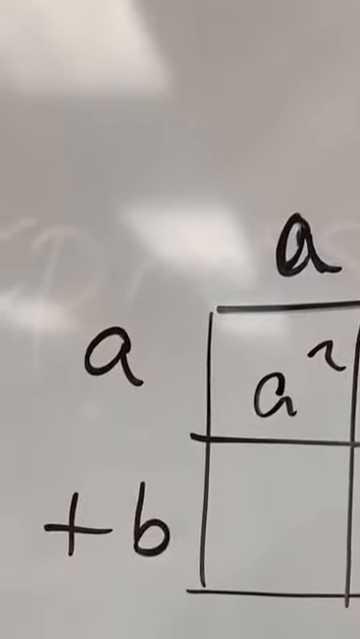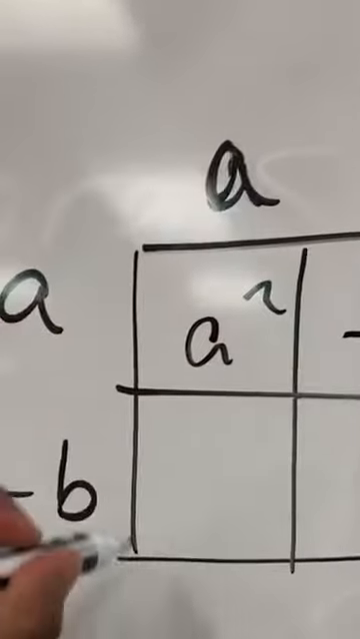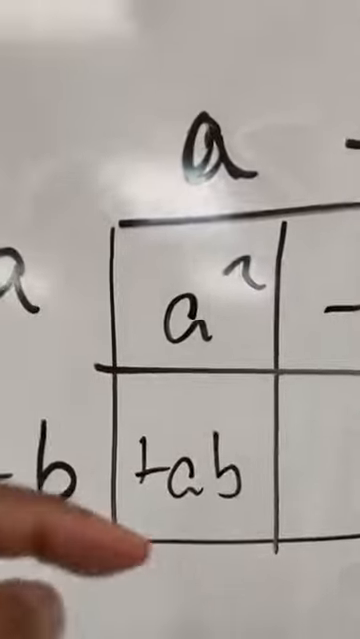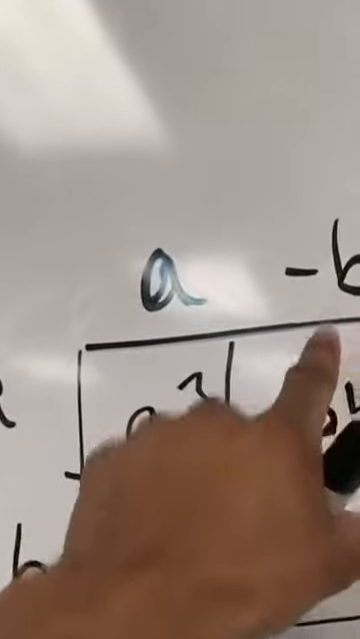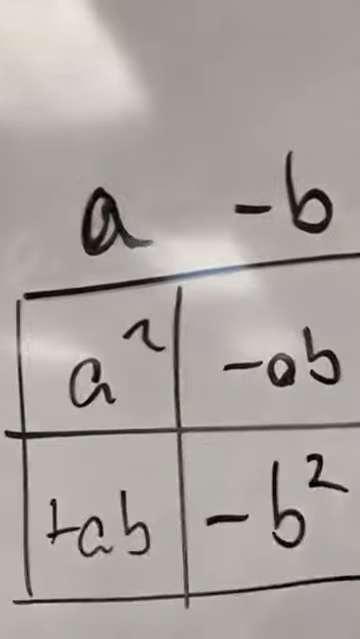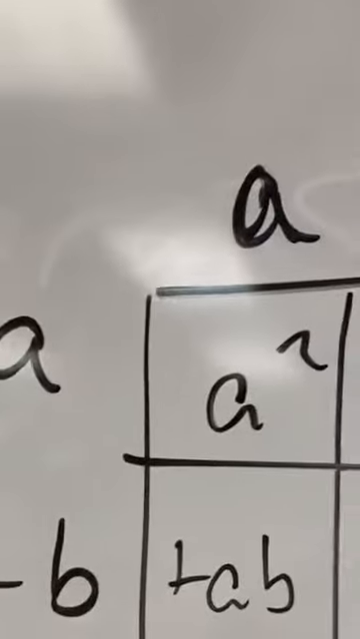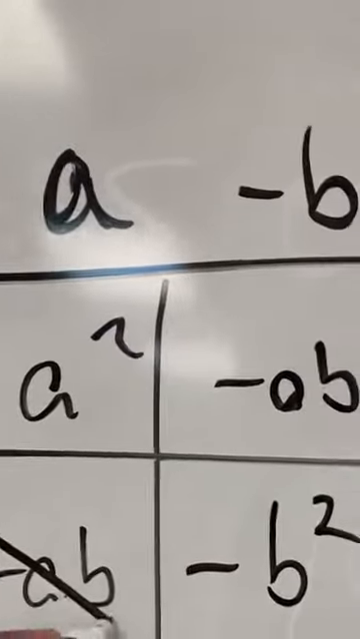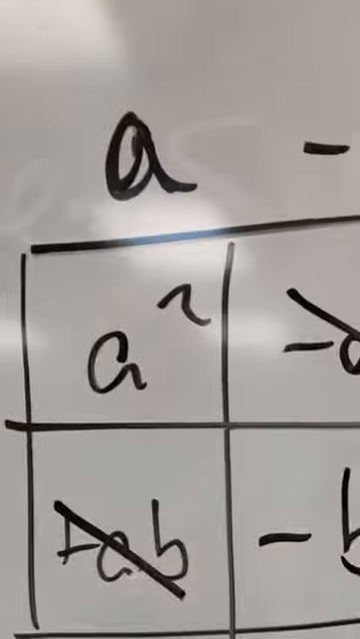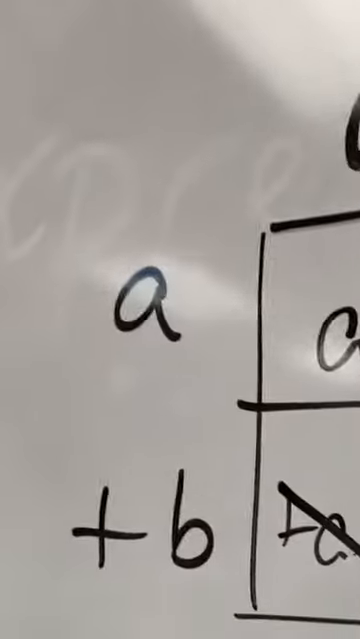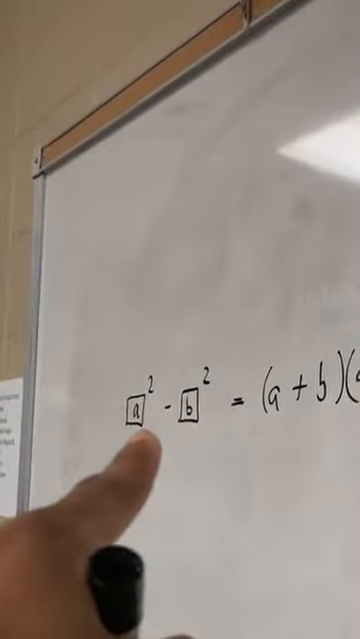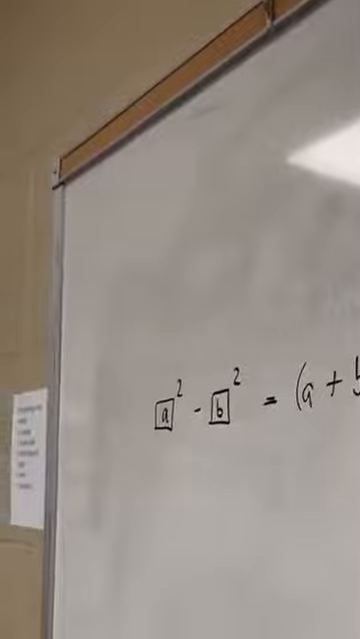A times a positive B, or B times a positive A, is a positive AB. And then if I do a positive B times a negative B, I get a negative B to the second power. Now, if you pay attention to these two boxes that are diagonal from each other, this one is a positive AB, that one's a negative AB. The only thing I'm left with is A squared minus B squared, which brings me all the way back to where I started over there. So that's why it works.